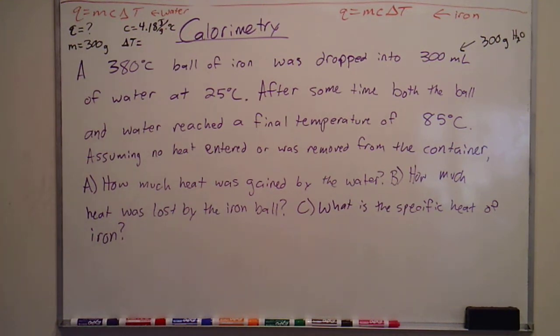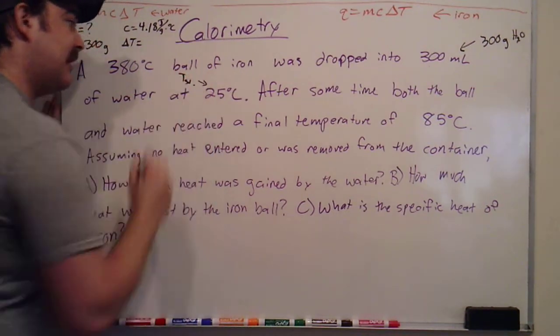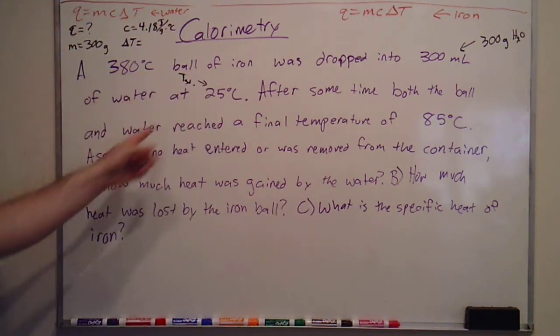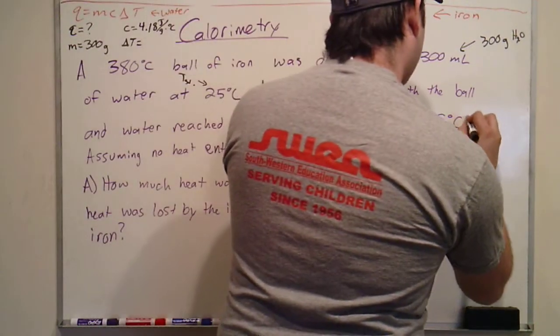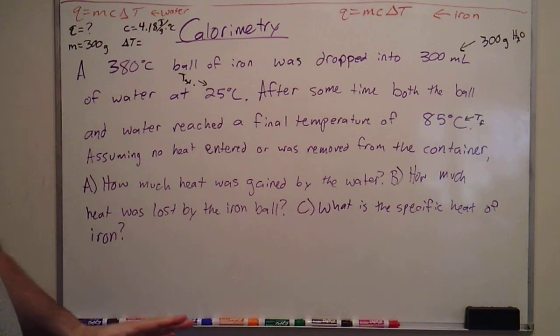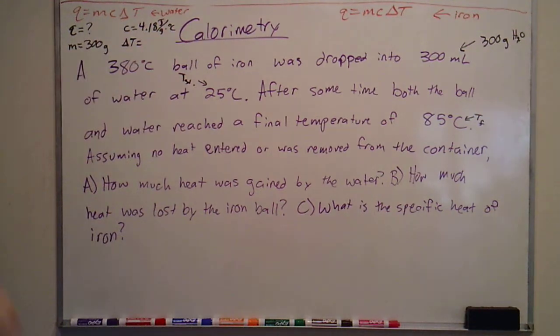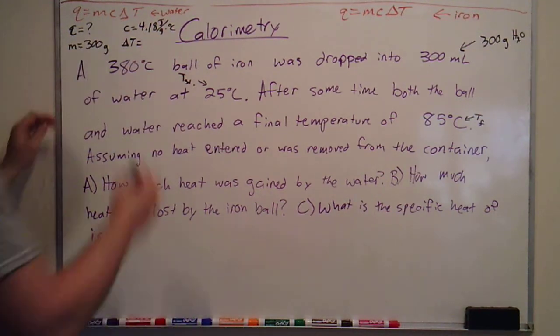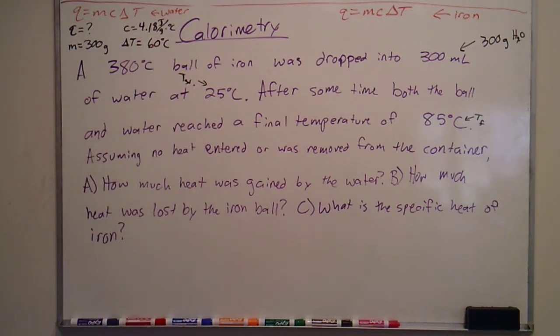First of all, you need to identify your starting temperature for water and your ending temperature for water. Okay. The 25 is your starting temperature. However, it says after some time, both the ball and water reached 85. So this is your final temperature. Okay. If change in temperature is final minus start, it's 85 minus 25, and that should give you 60. Okay? So, that's all the information we have for water right now.